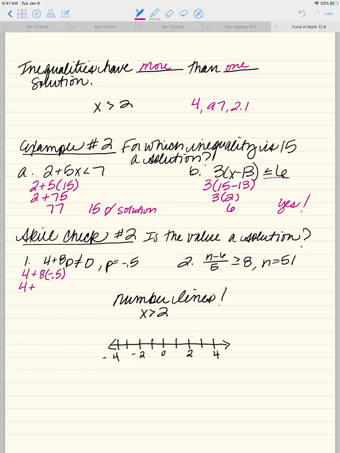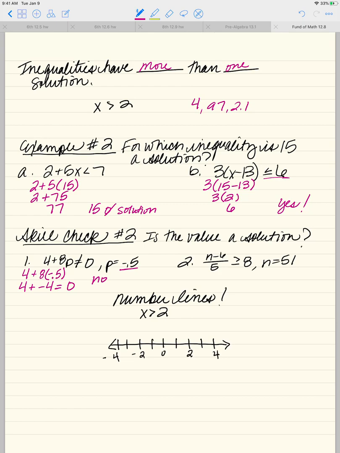That's the same as 8 times negative 1/2. So that would be negative 8 over 2. Negative 8 divided by 2 is negative 4. 4 plus negative 4 is equal to 0. So is 0 not equal to 0? No, 0 is equal to 0. So guess what? Negative 0.5 is not a solution to this inequality. It does not make it a true statement.